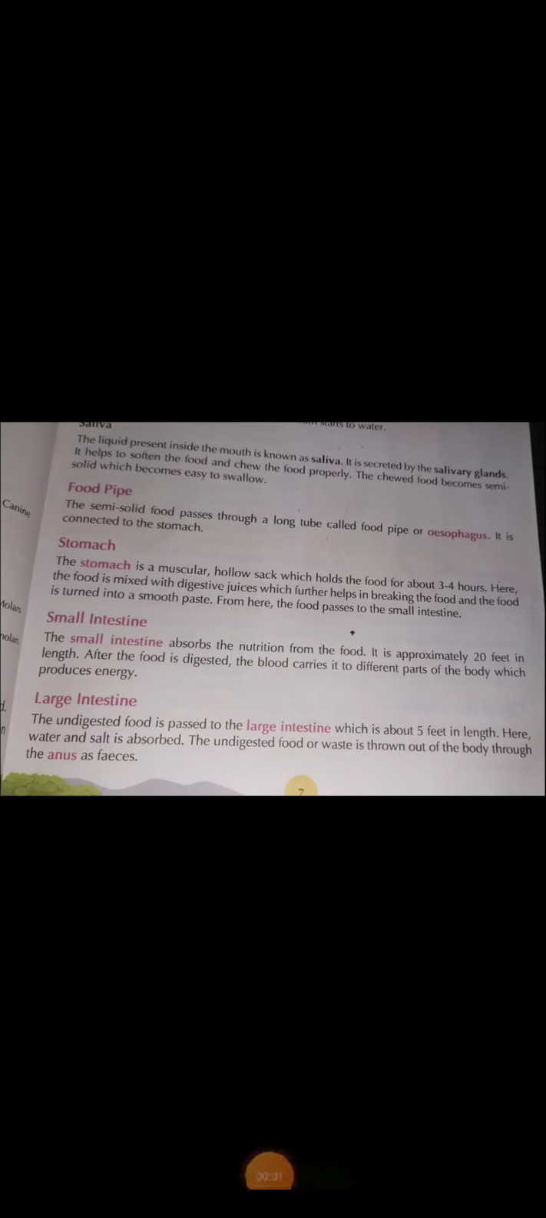Welcome back to the EVS class. In the previous class, we have seen about the teeth and about the tongue. In this class, I will be taking the topic of saliva.